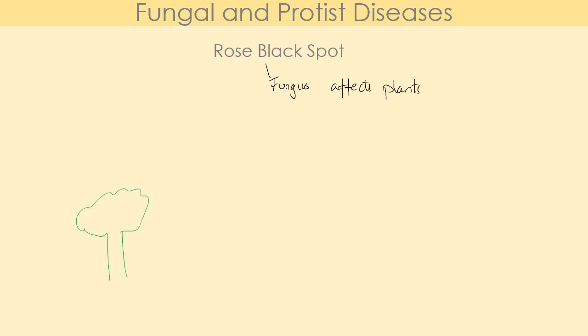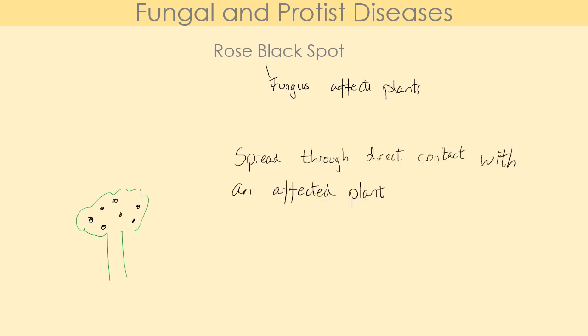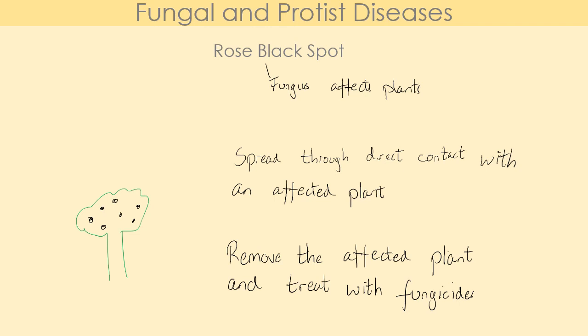So we're going to have a look at rose black spot first for our fungal and protist diseases. This is a fungus that affects plants. And it will cause black spots to appear on the leaves of plants, and this stops them photosynthesizing. It can be spread through direct contact with an affected plant. The treatment for rose black spot is to remove the affected plant and treat it with fungicides.